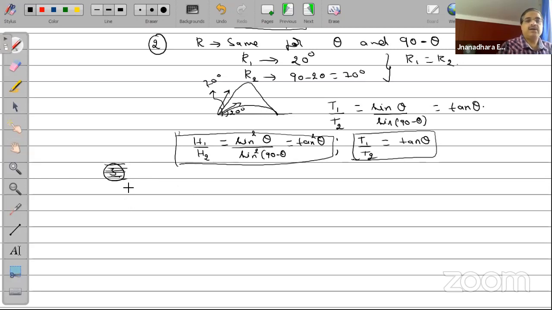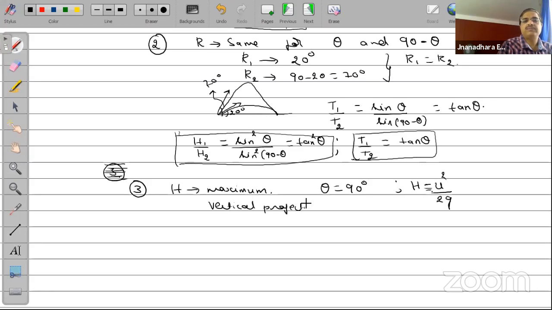Very nice. Third point to be made is, when is height attained maximum? For what angle do we get this? We'll get this for theta equals 90 degrees. Then h will be equal to u square by 2g. This basically is a vertically projected object, if you throw it at theta equals 90 degrees.